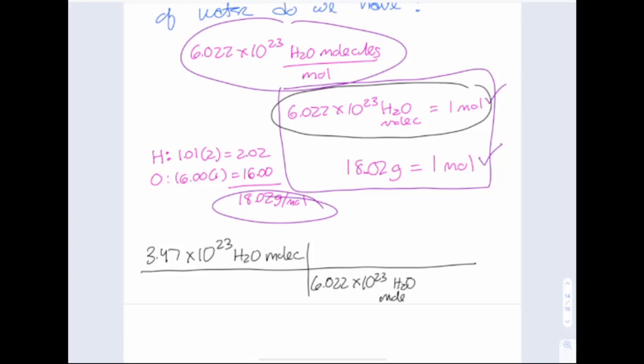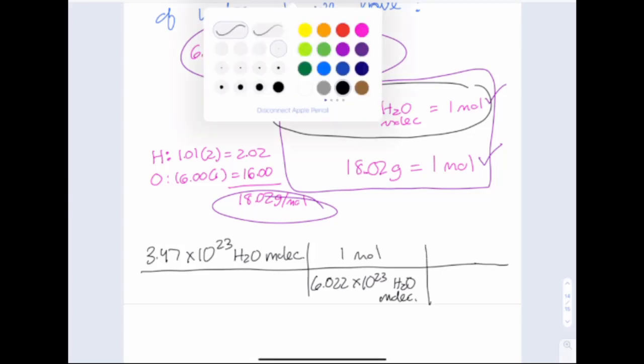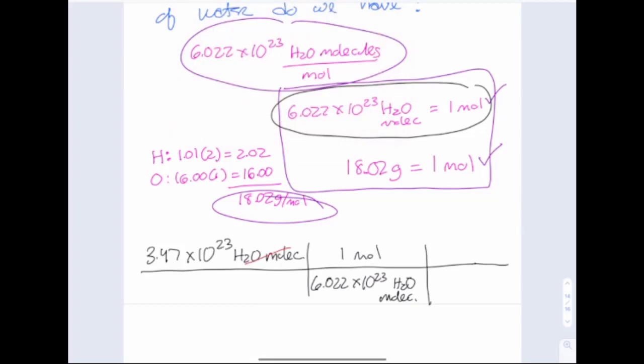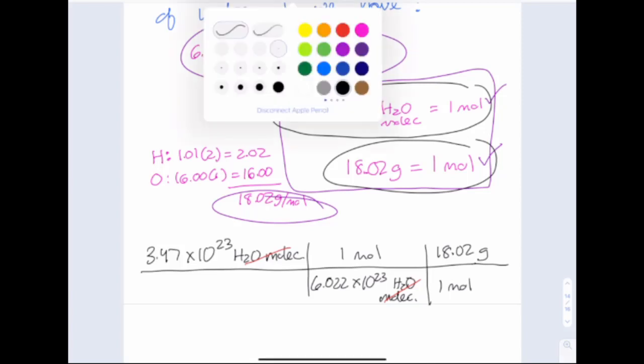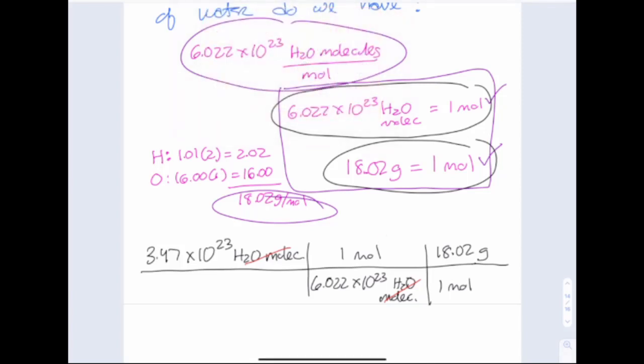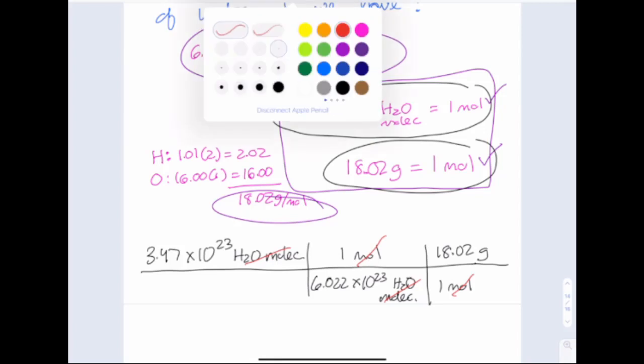I'm going to run out of room, so we're going to start squishing it in here for every 1 mole. And then water molecules cancel. I'm left with moles as my unit. We don't want moles, we want grams. So we're going to do 1 more. So I'm grabbing this. Since moles are on top, the mole is going to go on the bottom, and that means the 18.02 grams are going to go on the top. So then this is going to cancel.